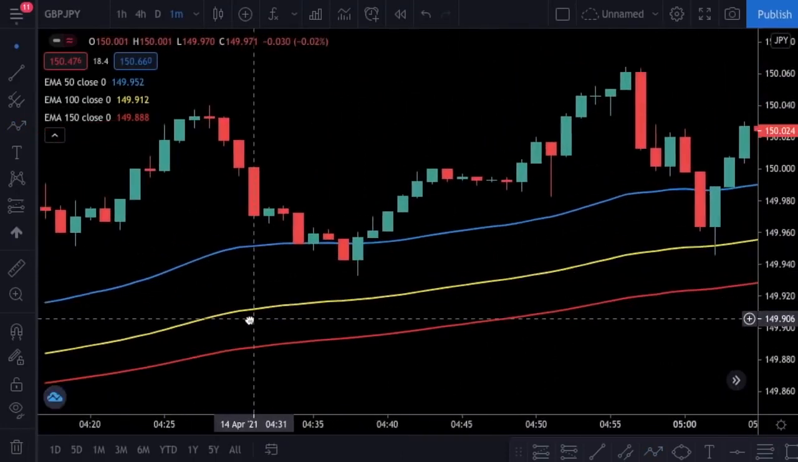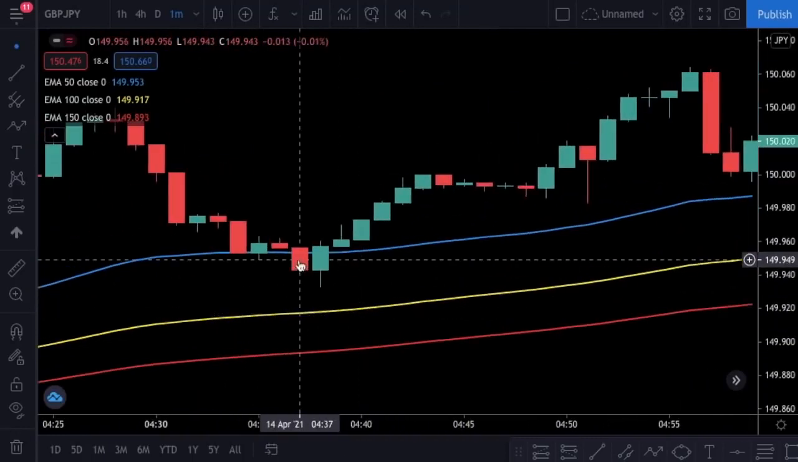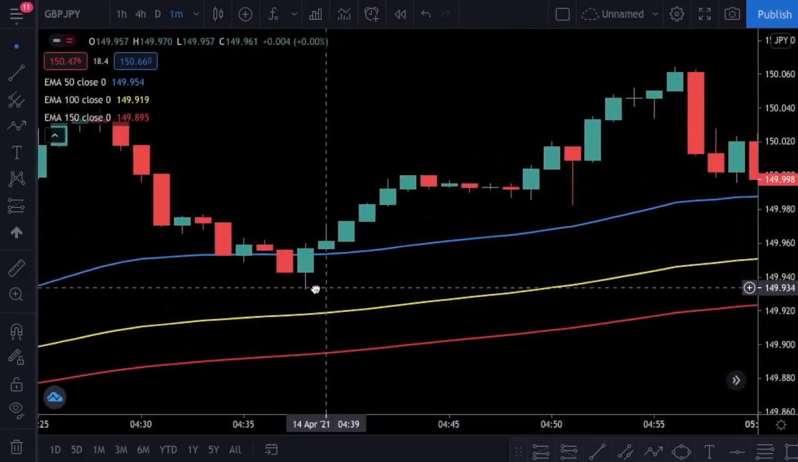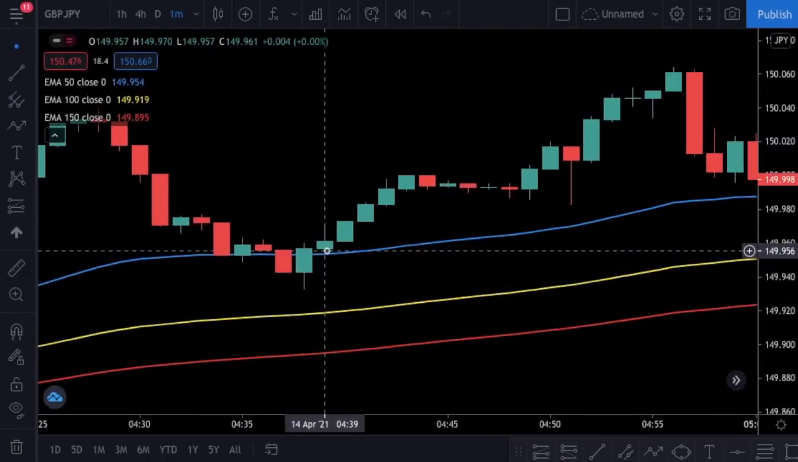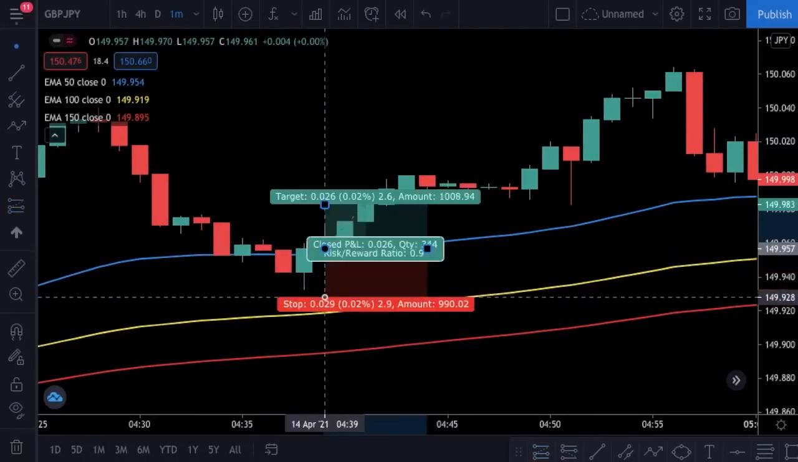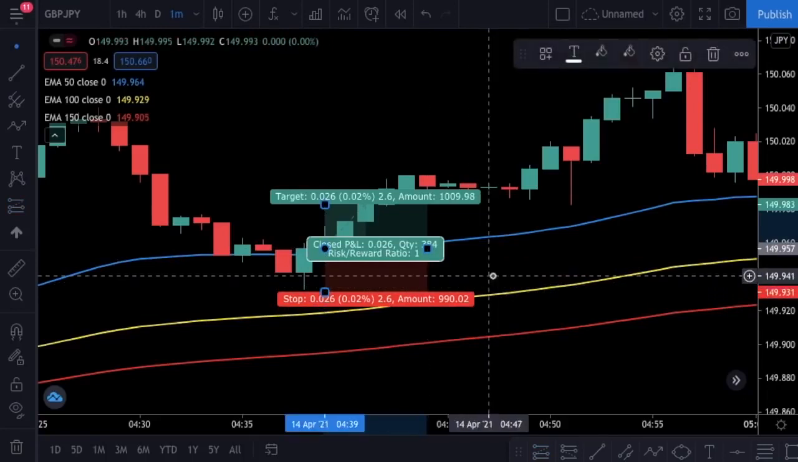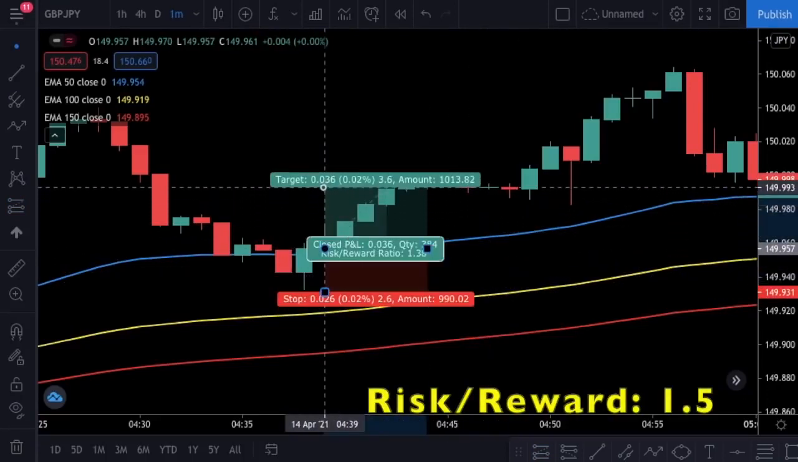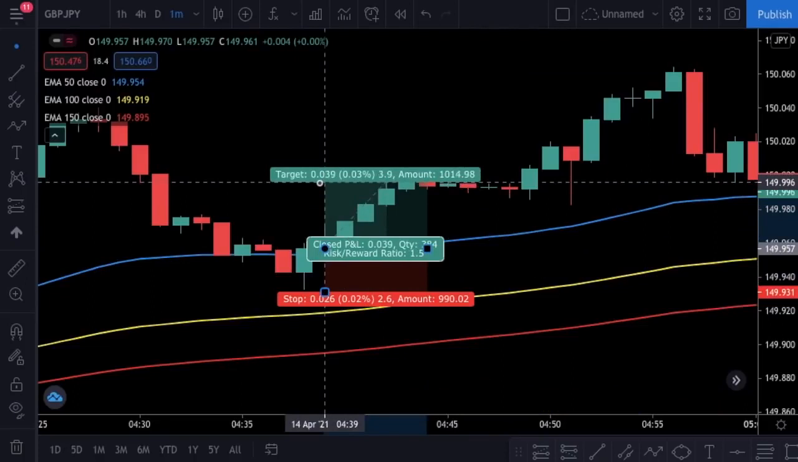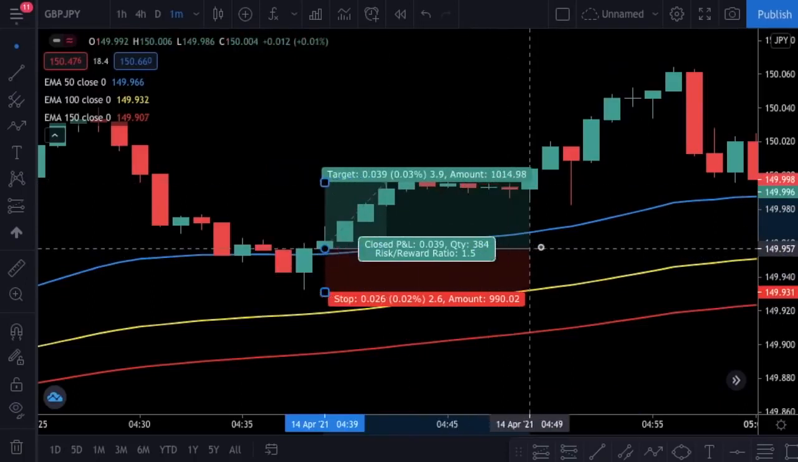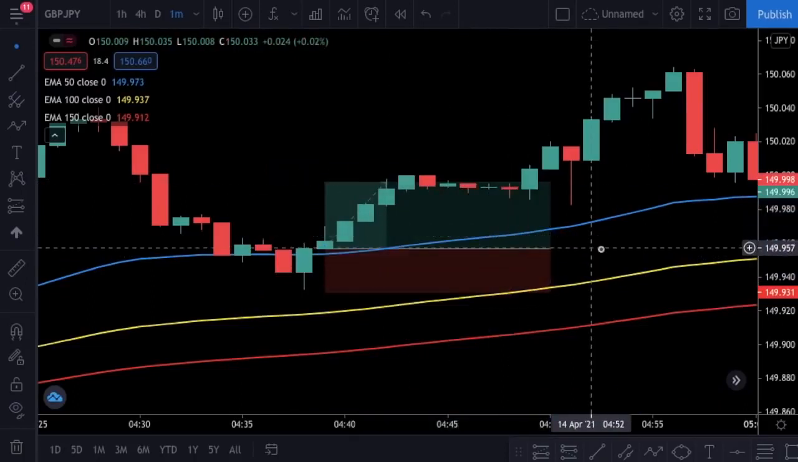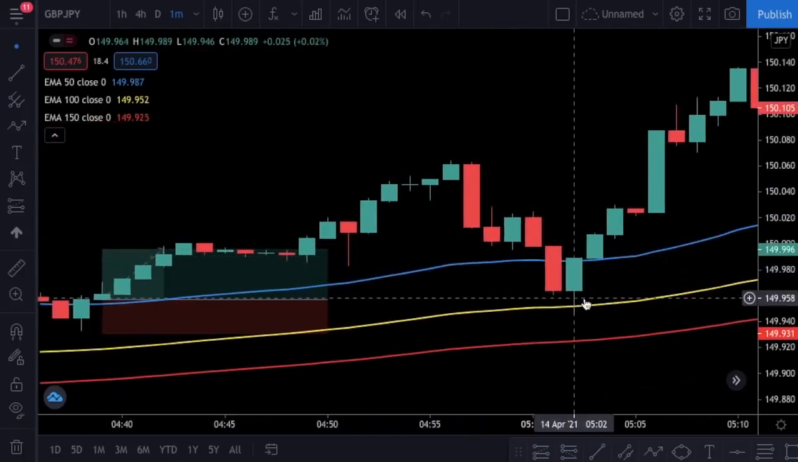To open a position, we will wait for the price to move below the 50-period EMA, and we will go long at the first candle that opens above the 50 moving average. I will put my stop loss just a little bit below the low of the candles. And I will aim for a 1.5 risk-reward ratio. It means I will try to win 1.5 times more than I risk. If I risk $10, I will risk it while trying to make 15. As you see, this trade was a winner.